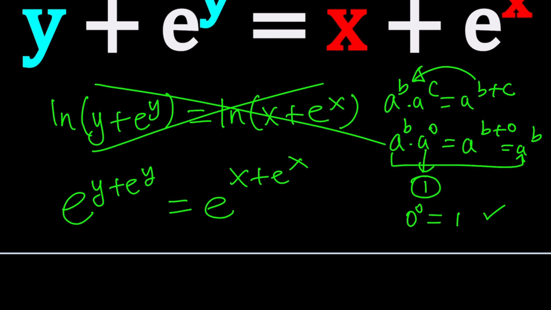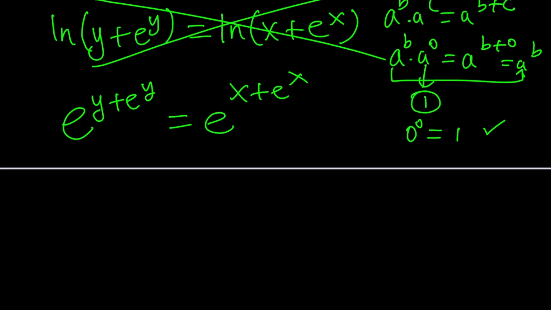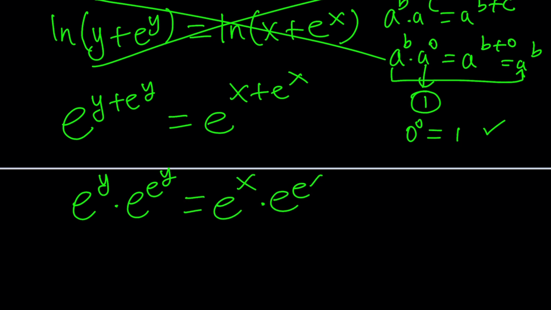All right, great. So let's go ahead and separate these then. We can write this as e to the y times e to the y equals e to the x times e to the x. Does this look like Lambert's W function to you? I hope it does, because we're about to apply it.